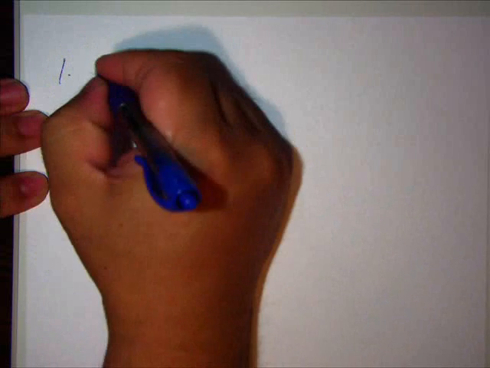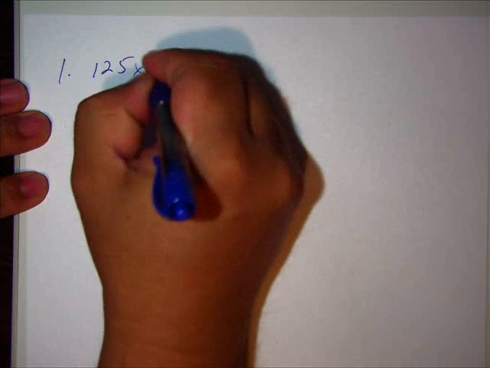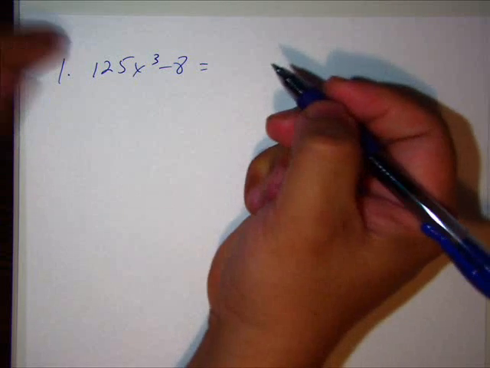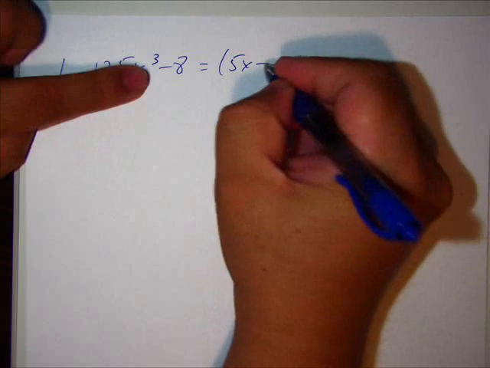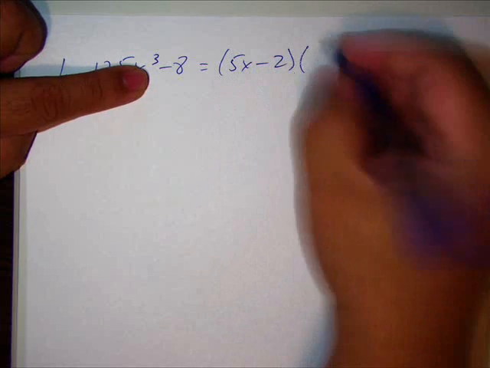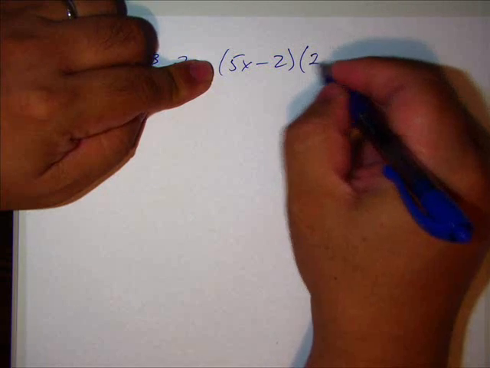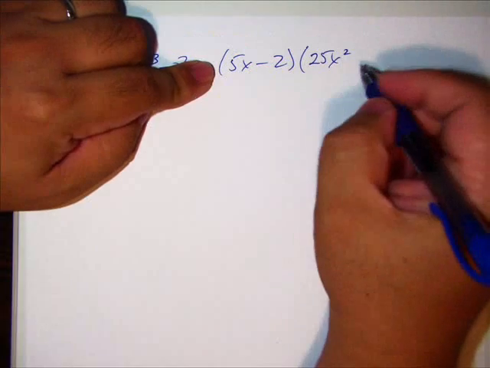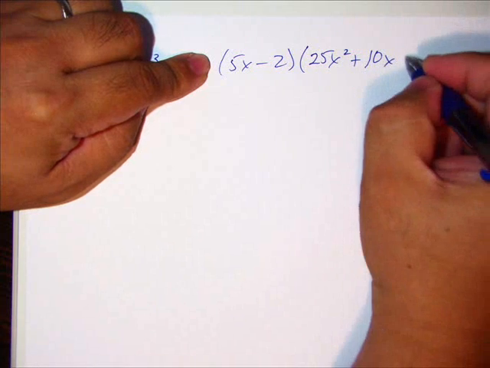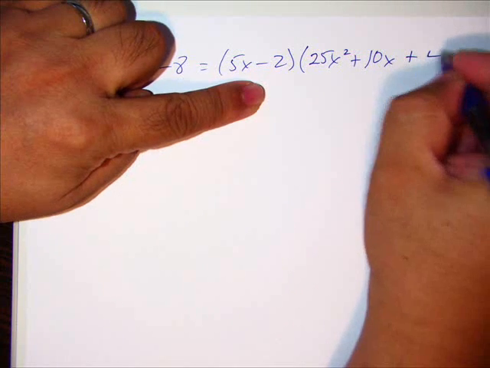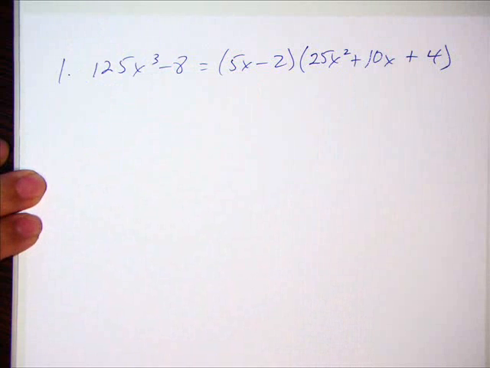Okay. Let's do some differences of two cubes. Number 1. Cube root of 125. Keep the sign, cube root of 8. Square that term. Change the sign, multiply. Square the second term. That's it, man.